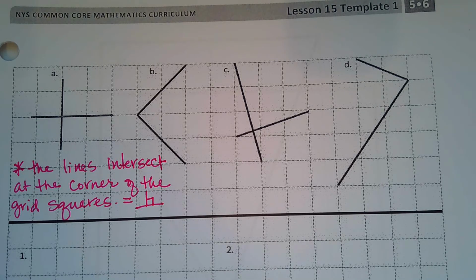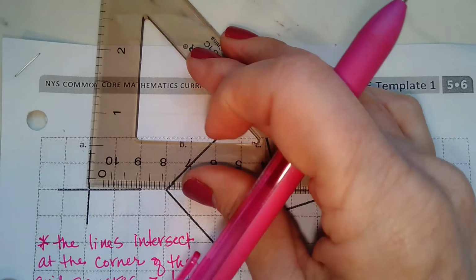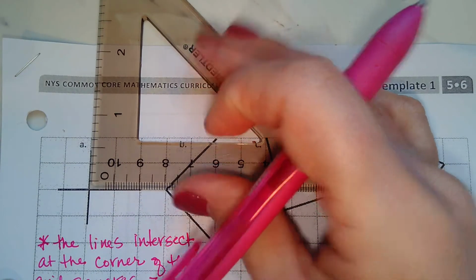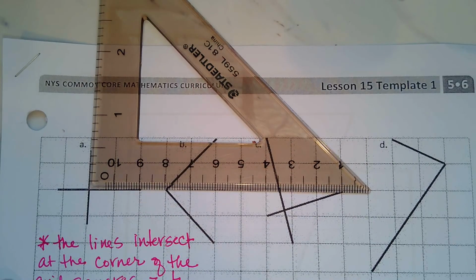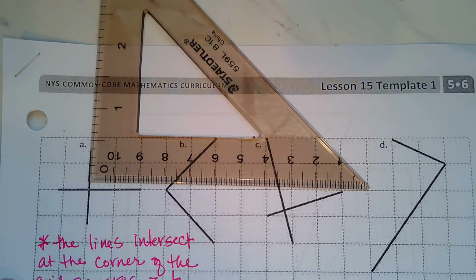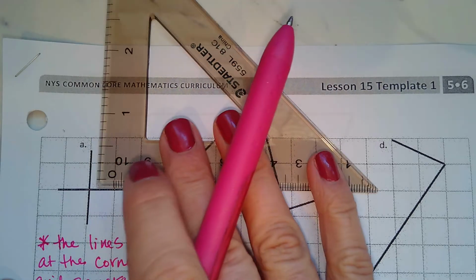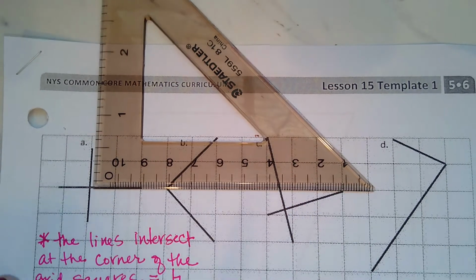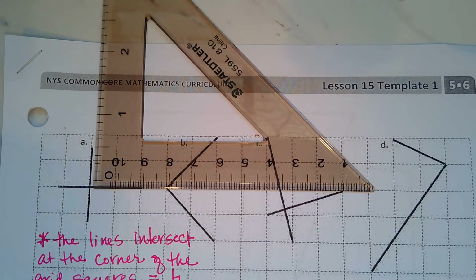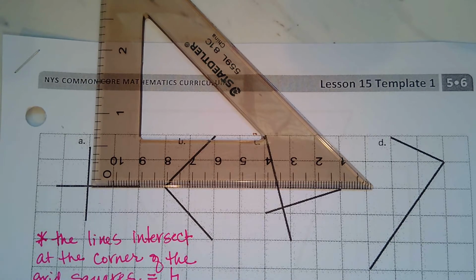So I can put the corner of my paper at the vertex, or I could put my set square at the corner of the vertex, and I can see that it's 90 degrees, right? So this set square right here. So I'm proving by using my set square that this is 90 degrees. What else could we say about letter A?